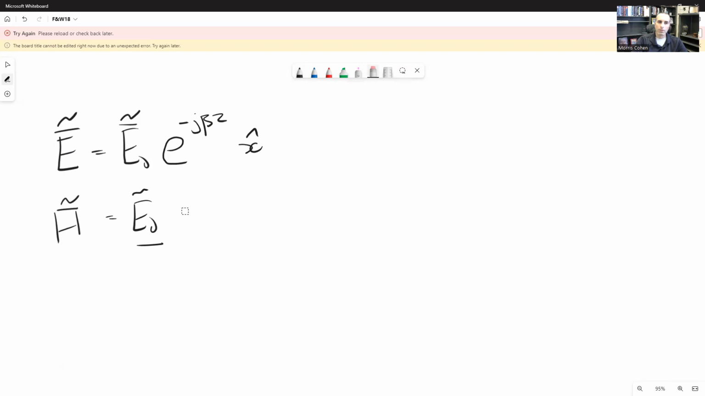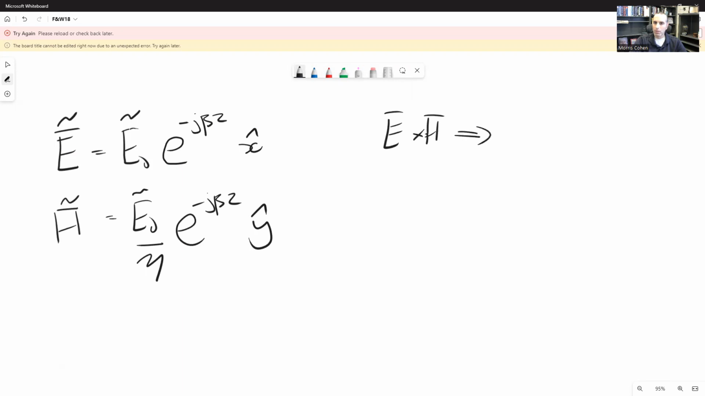the electric field divided by eta times that same e to the minus j beta z. And we've got to put this in the y direction so that we can assure that E cross H is the direction of propagation, and that the intensity of E divided by the intensity of H equals eta.